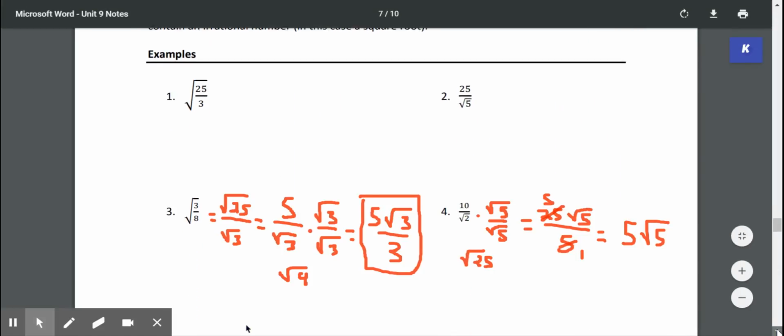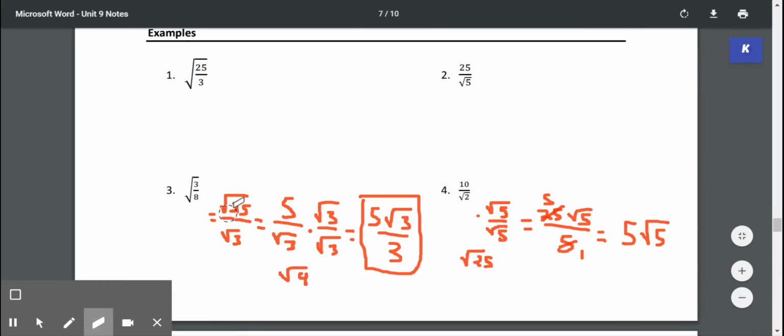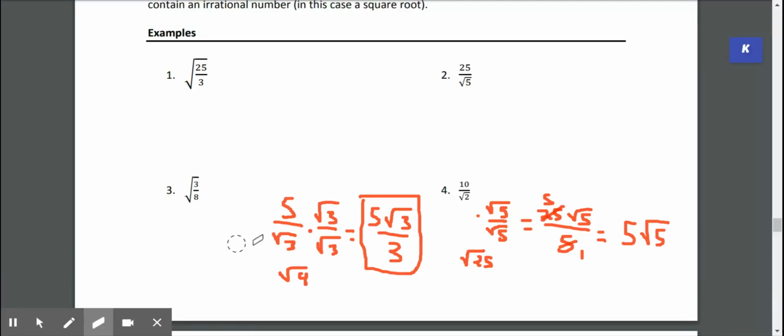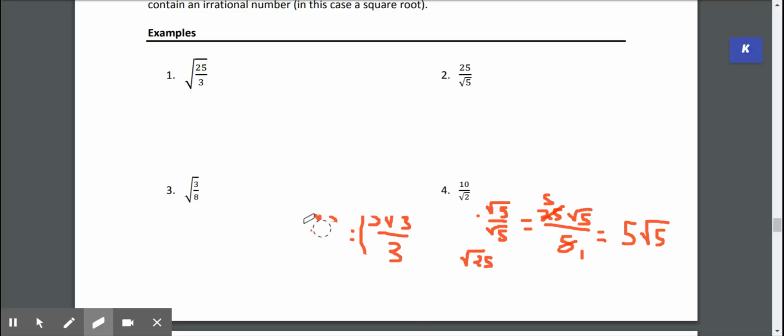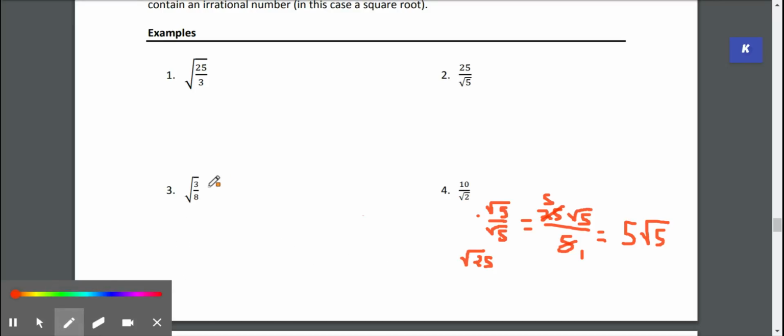All right, let's continue. All right, now I've got square root of 3/8. Square root of 3/8 is, can't take. Actually, I can break it down. Actually, I'm not going to here. All right, so I've got root 3 over root 8.